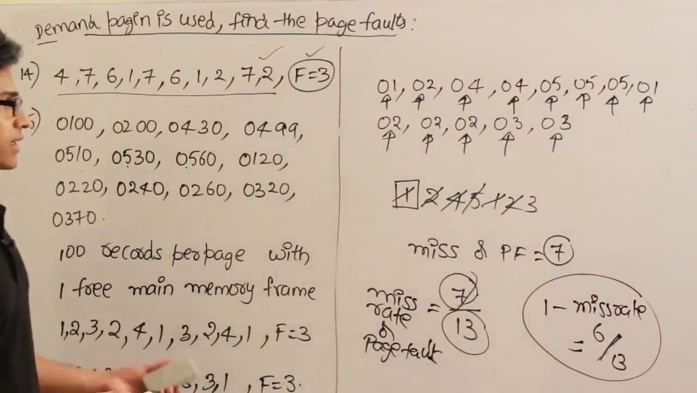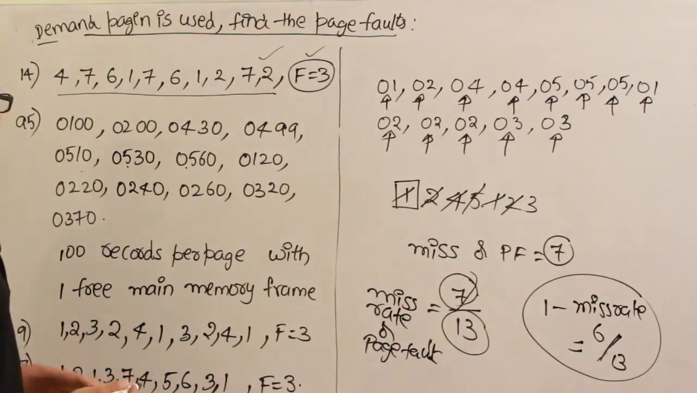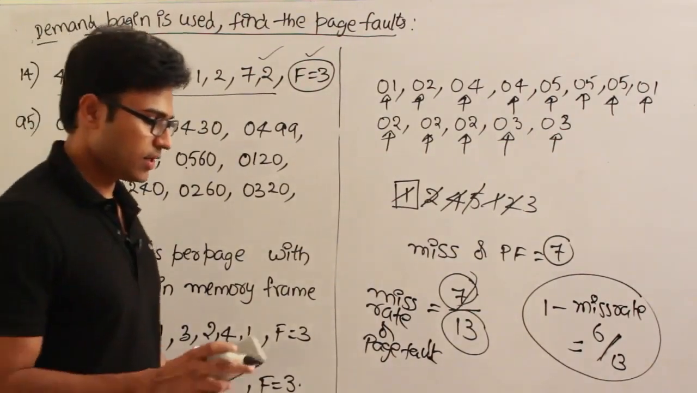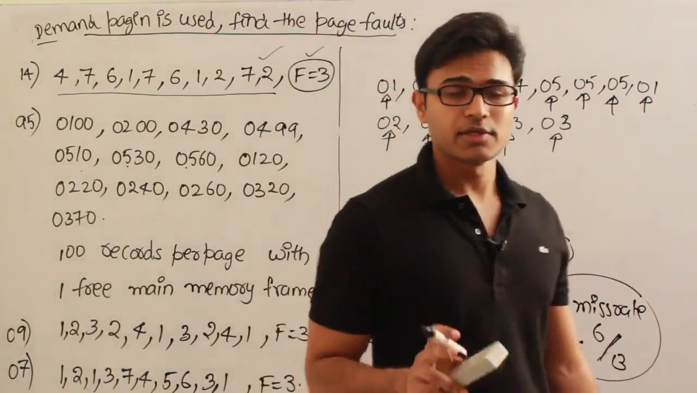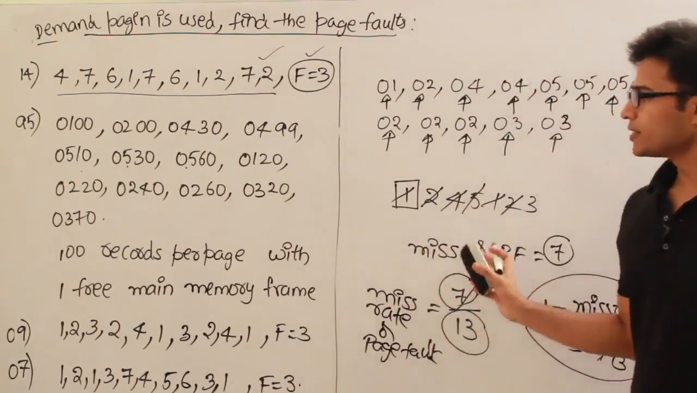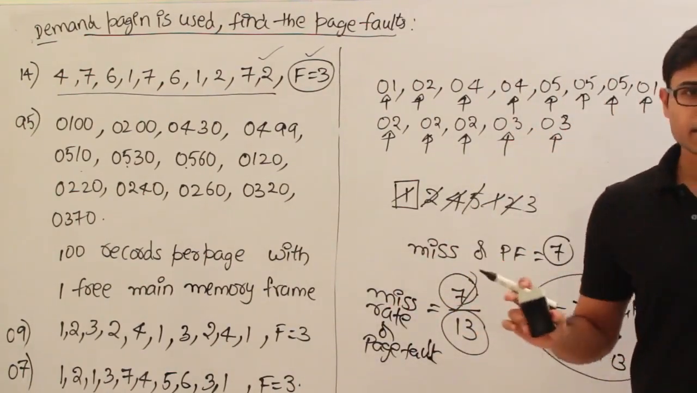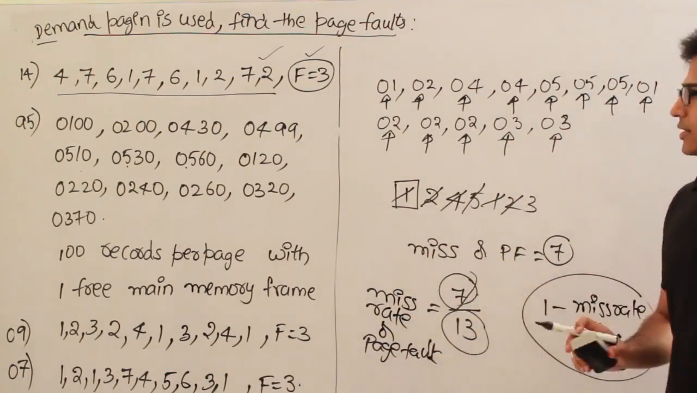Got it? So in this case you need not evaluate using all the algorithms. Please look at the question given in 1995. They didn't even mention any algorithm. They just asked what is the number of page faults. So they didn't mention any algorithm. It is not required. There is no choice, isn't it? Okay.